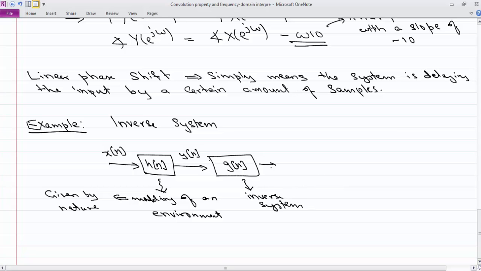And what's the goal of the inverse system? That you get back the signal that your cell phone transmitted. So you want the desired output to be x of n. You want the cell tower to reconstruct what was transmitted. So your goal now is to design this system.